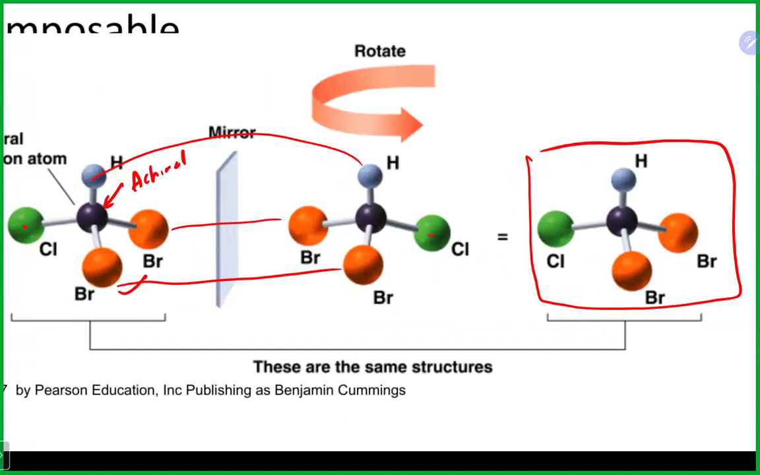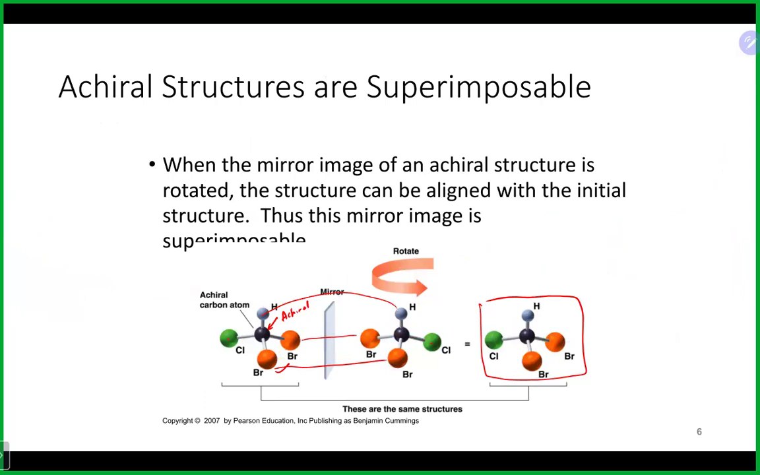So if you have a chiral compound, its mirror image will not superimpose. If you have an achiral compound, if you take the mirror image out, it will be able to, with some rotation, fit perfectly on the original structure.